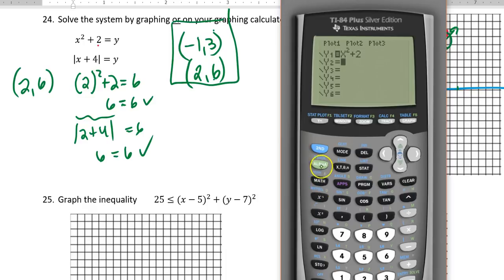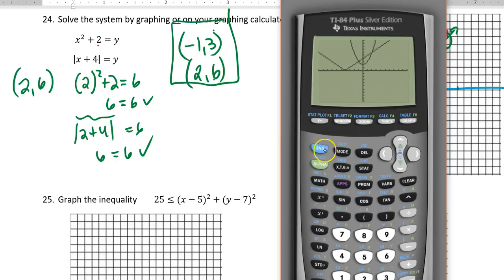You're going to hit Math, and then go over to where it says NUM, N-U-M, and then you can see absolute value is number 1. So it's going to be x plus 4, and then leave the absolute values. And you can see if I were to graph these, let me just use a standard window. I can see they're going to intersect at 2 places.